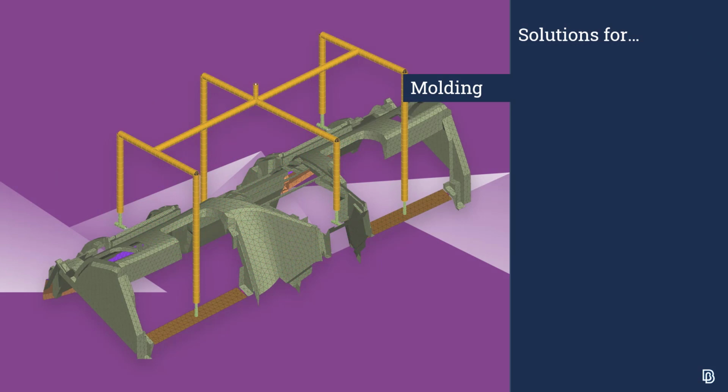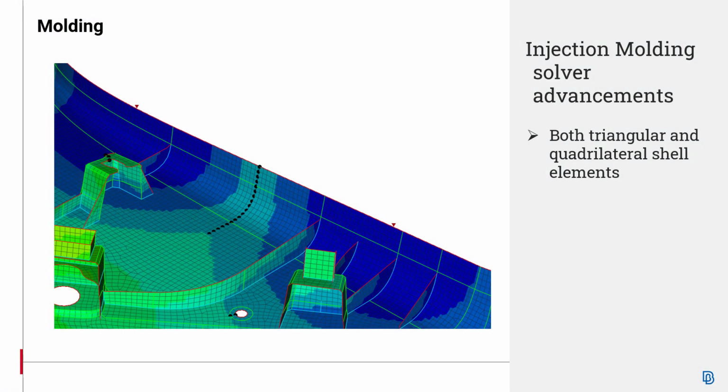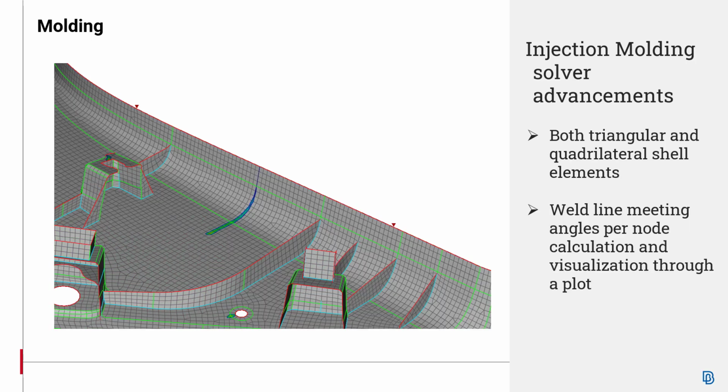New and enhanced functionality of injection molding is also introduced in version 22. The injection molding solver now works on mixed mesh as well. And regarding weld line nodes, users can now examine the specific angle values per node and visualize them through a fringe plot.